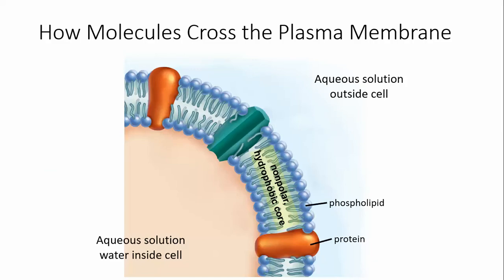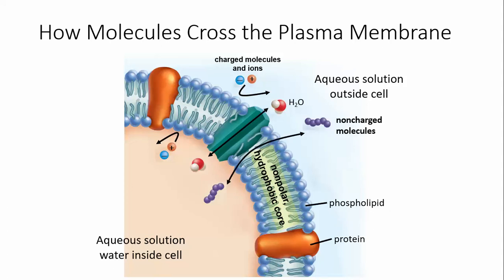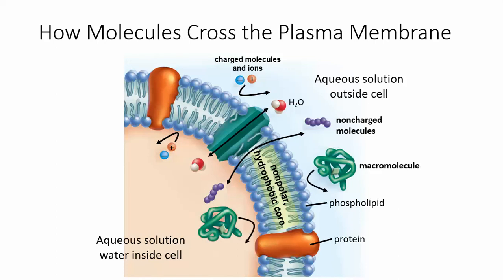So let's take a look at this just in summary. You have aqueous solutions both inside the cell and outside the cell. And remember, we have that nice hydrophobic core inside the middle of the phospholipid bilayer. So charged molecules and ions cannot cross the phospholipid barrier on their own. You do have channel proteins that we'll talk about in a little bit that are there specifically to allow water to get in and out of a cell. Small and non-charged molecules can cross the phospholipid bilayer. But if it is a large macromolecule like this protein that's here, it will not be able to cross.